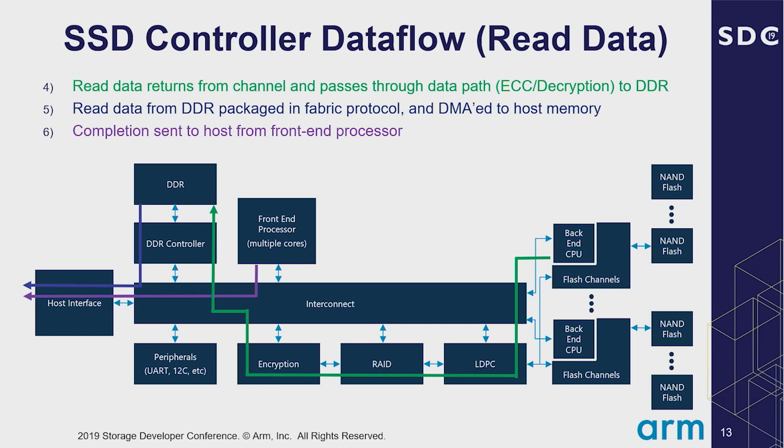The data in the DDR is extracted and encapsulated in Fabric protocol and then DMA'd to host memory. And then a completion is sent to the host from the front-end processor to say, I've finished your request, host computer. And so for the 16 or 32 terabytes of data, these same 6 steps have to repeat over and over again to move all that data. And clearly that's a lot of power, a lot of time, a lot of cycles spent that could be doing something else.